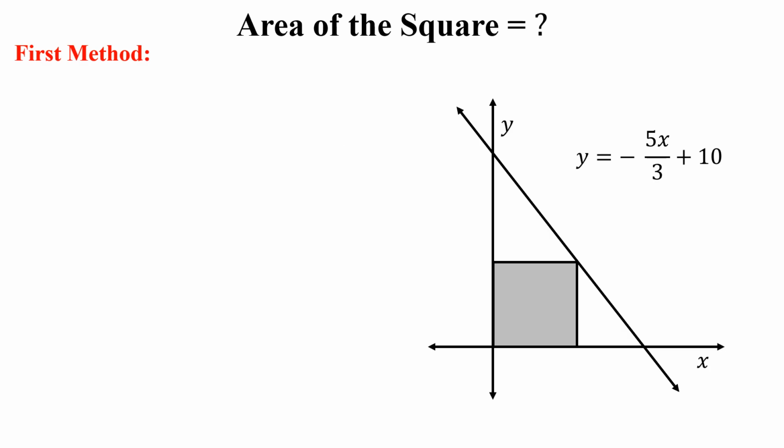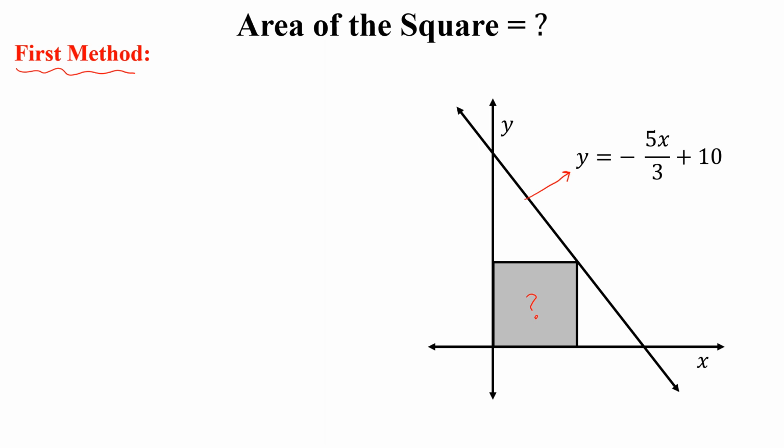Let's begin to solve the question. The question is, if the line has the equation y equal to minus 5x by 3 plus 10, how do we calculate the area of this square? How can we solve this? We will solve this question by two methods.